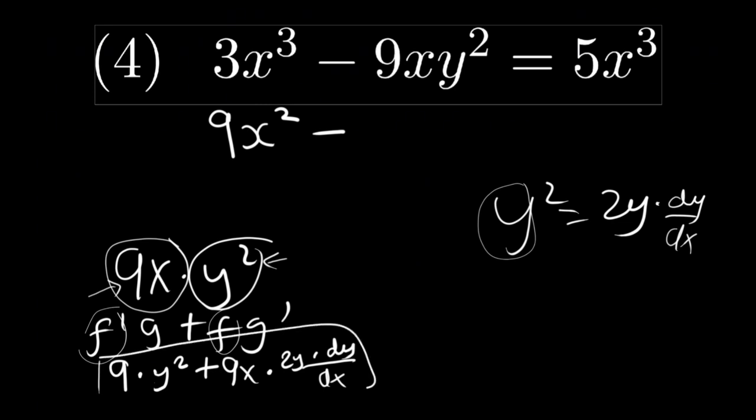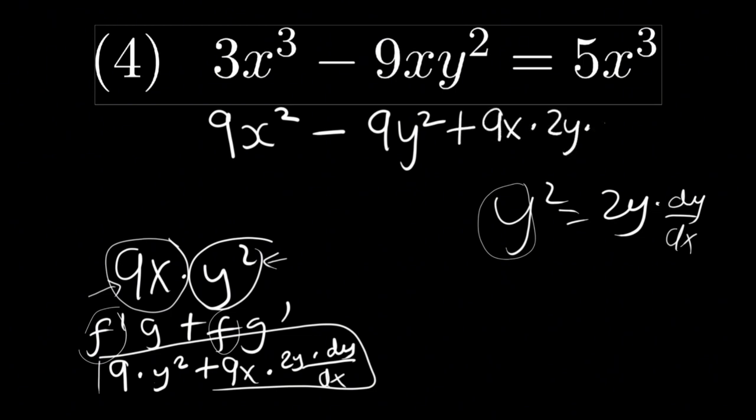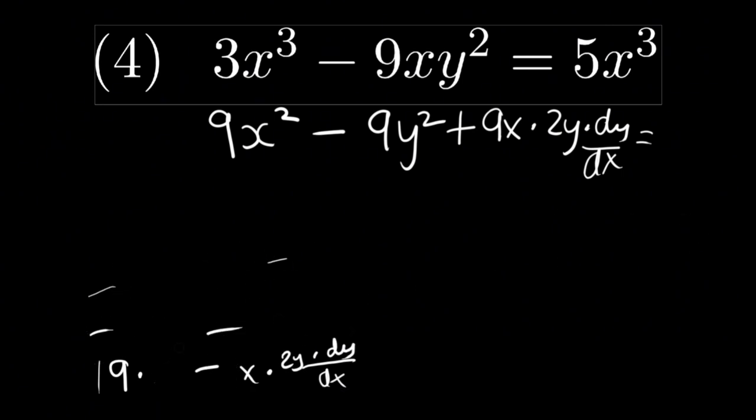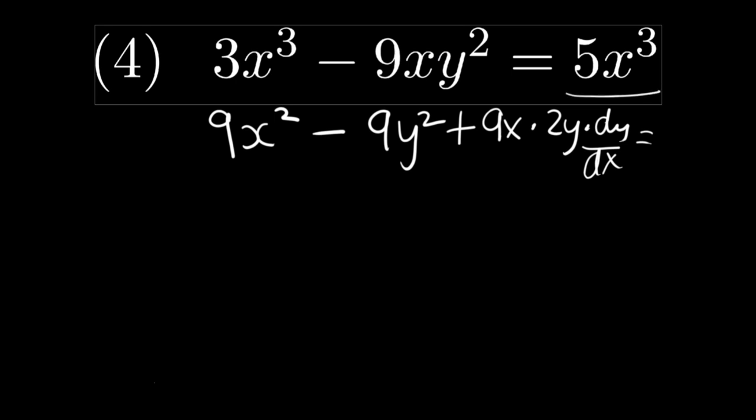Now we'll write all of this here. So we'll have here 9y squared added by 9x multiplied by 2y multiplied by dy over dx equals to, now we'll also find the derivative of the 5x cube. Here we have the power rule. So we'll take 3 multiplied by 5, which will give us 15. And then we'll subtract from the power 1. So we'll have 15x power 2.